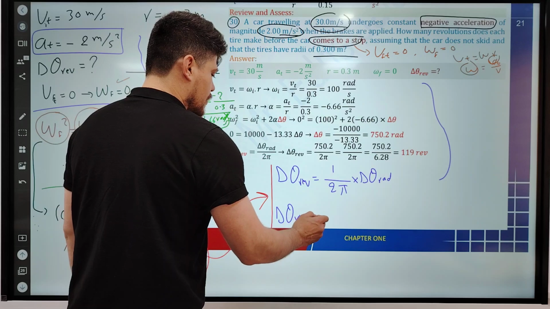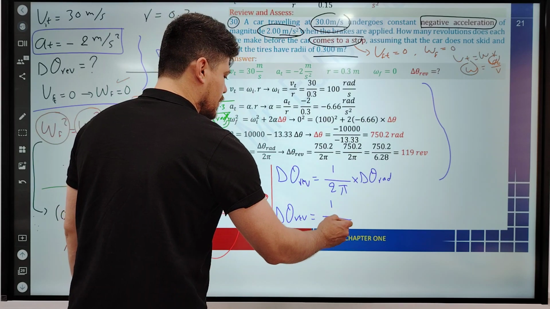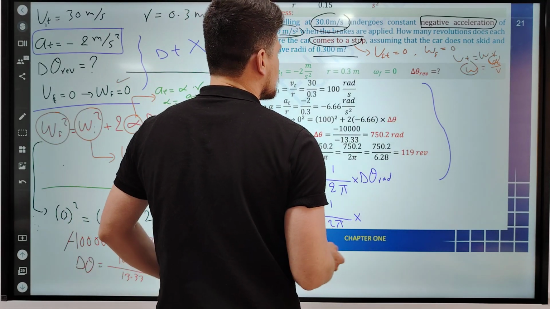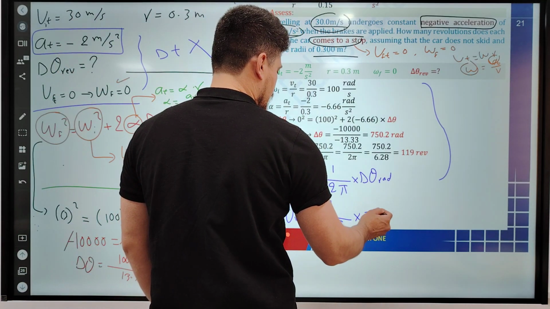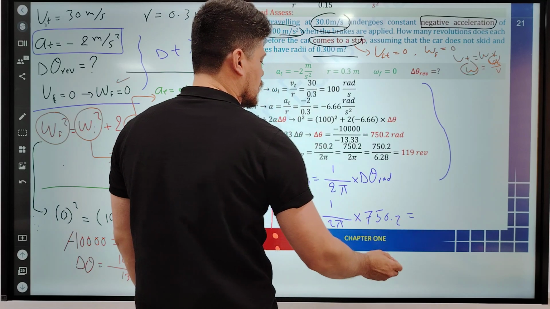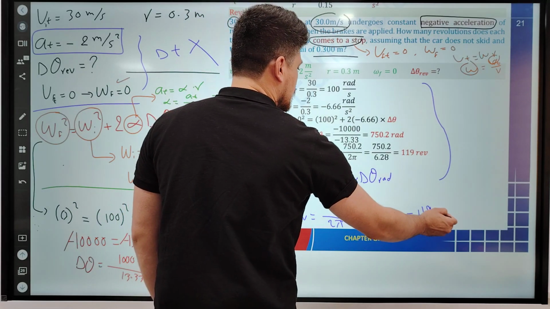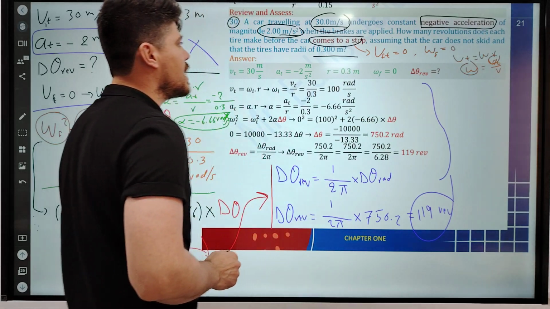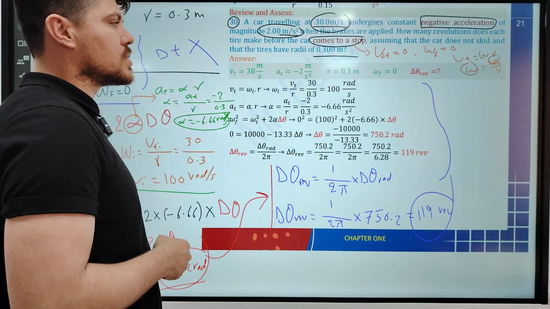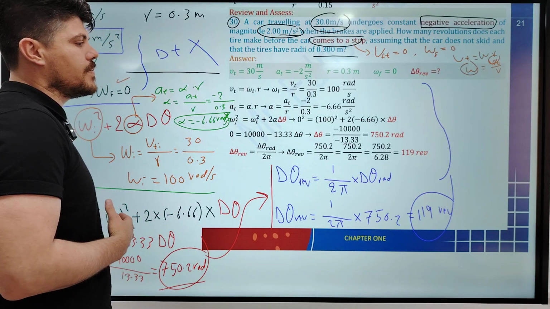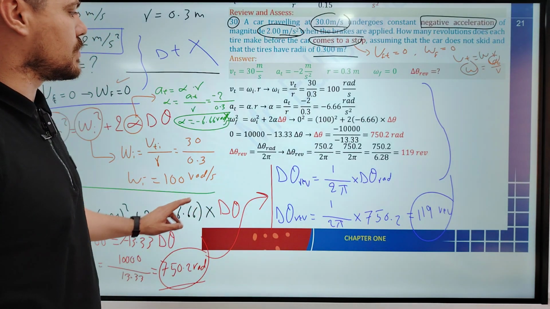Now replace 1 over 2 pi times the angular displacement. We found it is equal to 750.2, which is equal to 119 revolutions. It means that this car has 119 revolutions of the tires. This is a very good question. Pay attention, please.